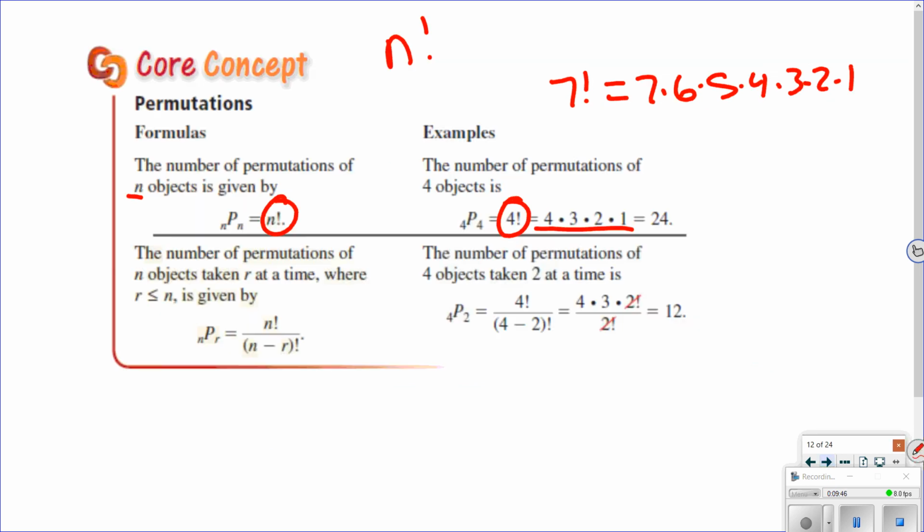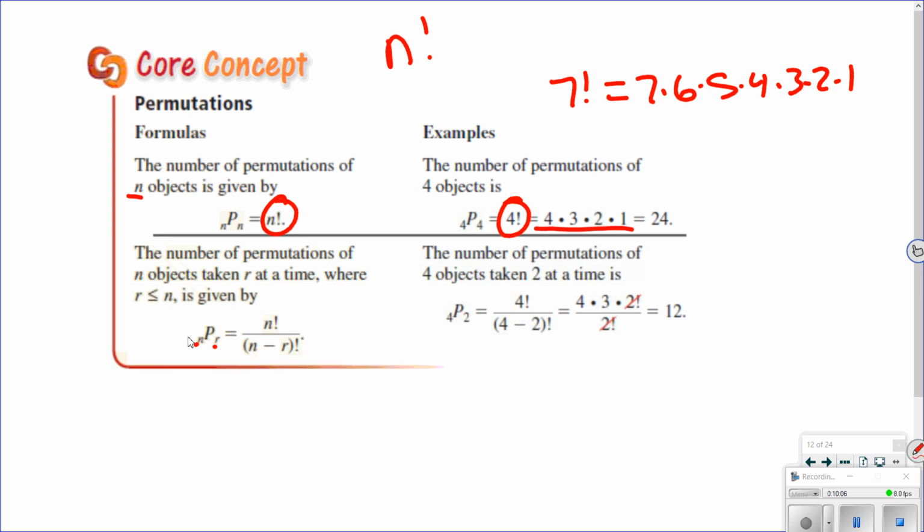The second formula is if you have n objects to choose from and you're choosing r. Now r has to be less than n, right? I can't have 10 objects to choose from and choose 12. It doesn't work. So r has to be less than n, but you use this formula right here. It's n factorial over n minus r factorial.